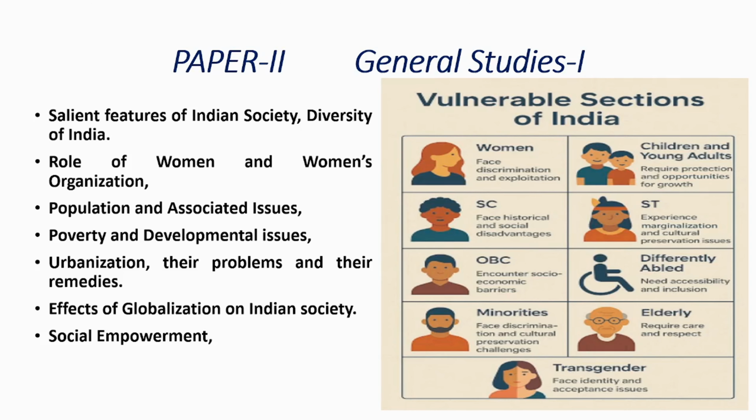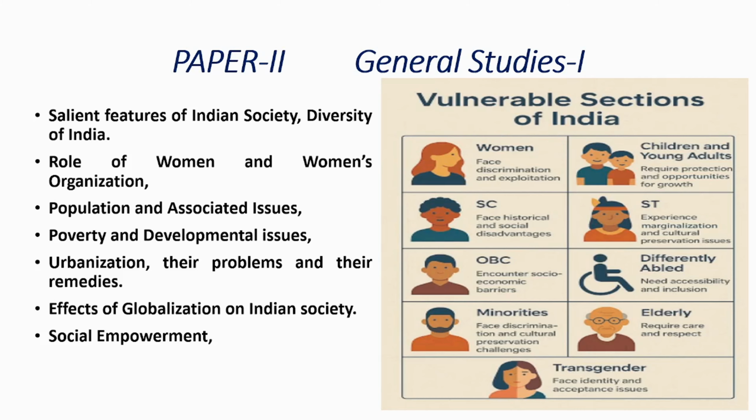Social empowerment. So there are some vulnerable sections in a society. In our society, not everyone is equal. Some people are at disadvantage because of the way our society is being organized. Because we are a patriarchal society, women are at a disadvantage. Because there is a caste system, scheduled castes and OBCs are at a disadvantage. Tribal people are always discriminated against by non-tribal people who are living in the mainstream society.